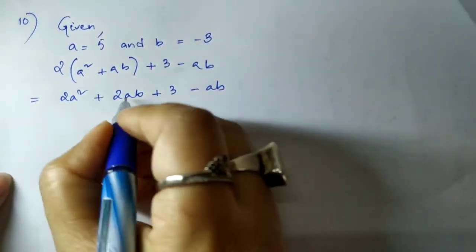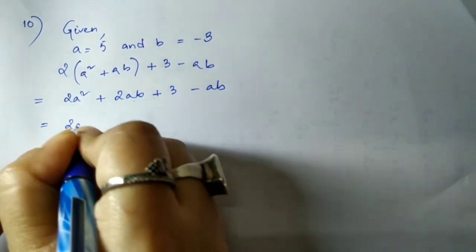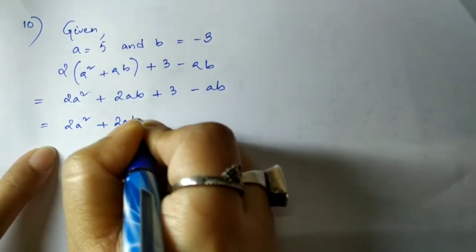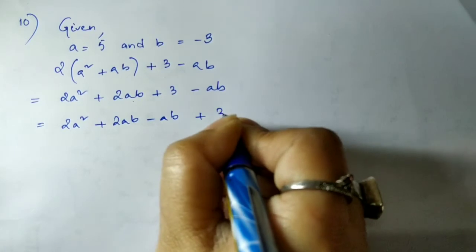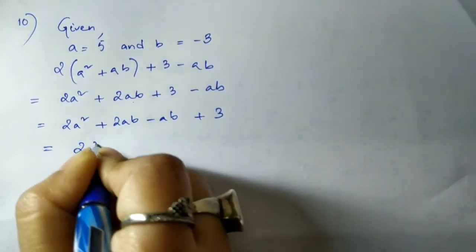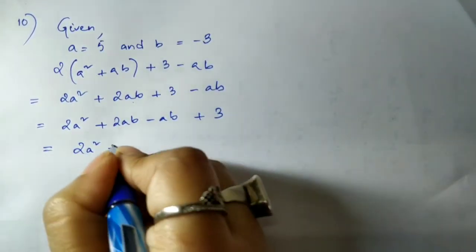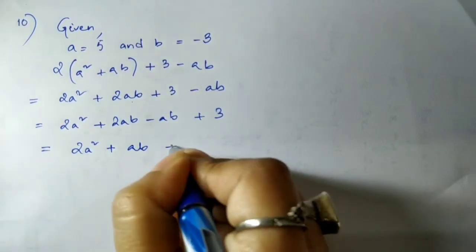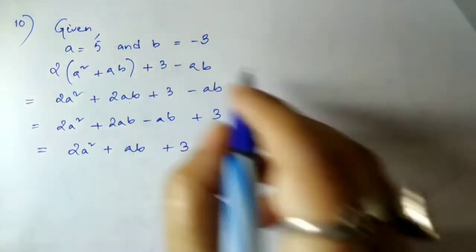2a square plus 2ab plus 3 minus ab. Can you see any like terms, this and this? So let's write the like terms together. 2a square plus 2ab minus ab plus 3. 2ab minus ab will be plus ab. So 2a square plus ab plus 3. Now I will put the given values.